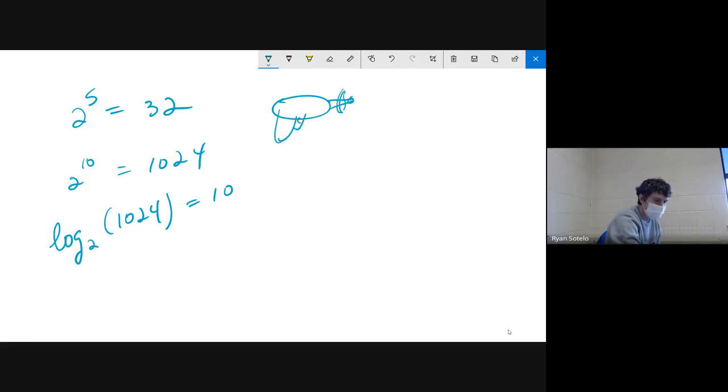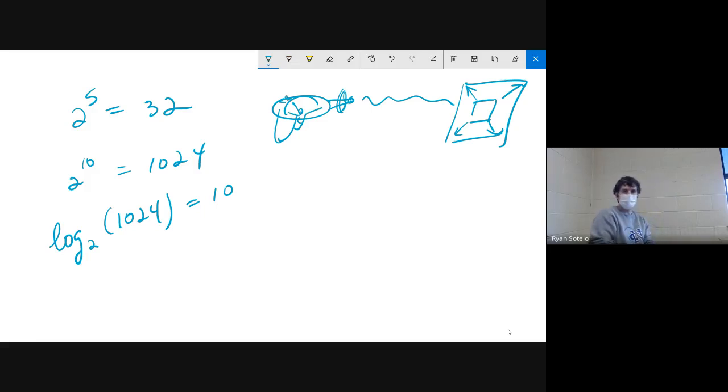I don't know, whatever you want to think of. And you can make an object expand, right? So if you have the dial set to 2, you're going to double every, let's say, minute. So if I hit it for a minute, it'll double in size. If I hit it for 2 minutes, it'll quadruple in size. It'll double again. If I hit it for 3 minutes, it will times 2 times 2 times 2. So it'll be 8 times bigger.